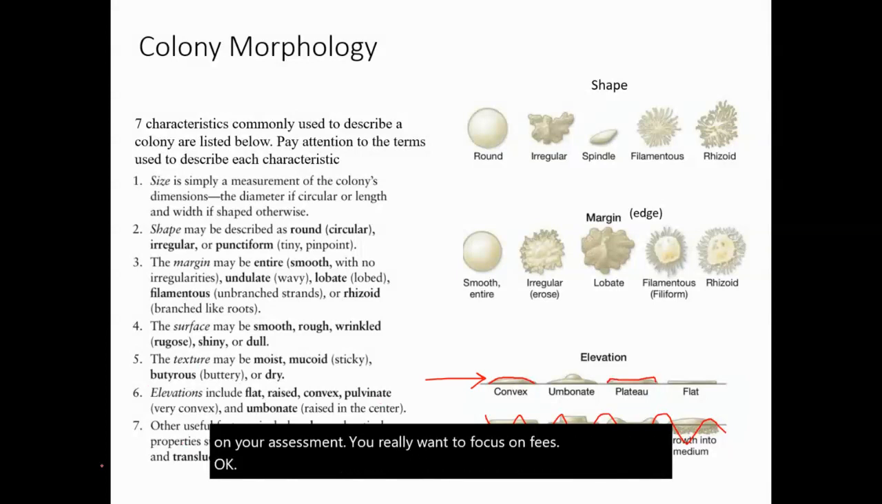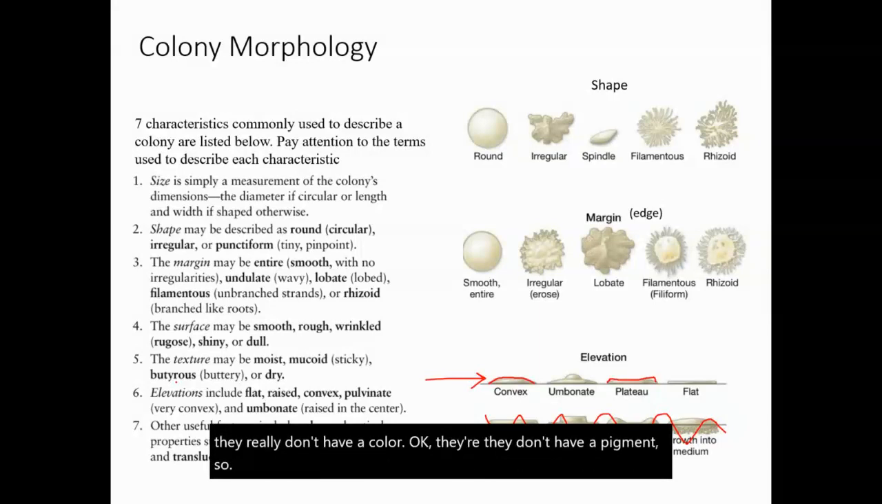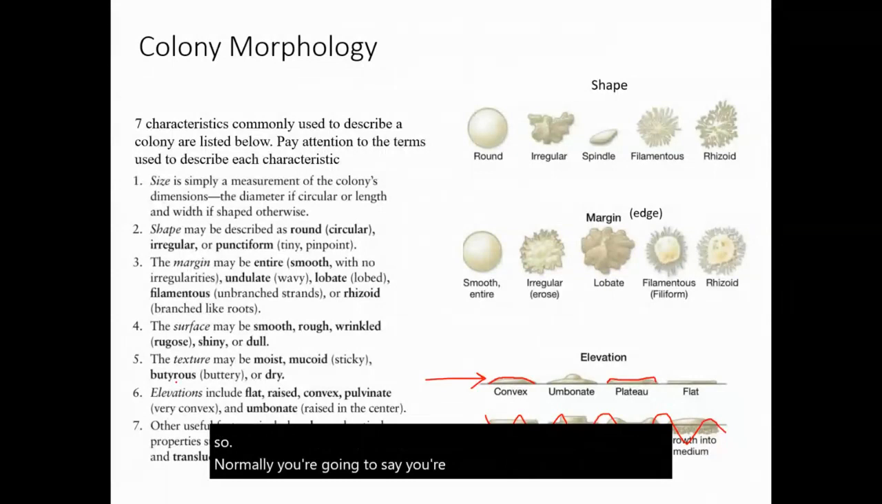Now, number 7, and I'm sorry the captions are covering that. I meant to scoot this text up. Another useful category is color. However, most colonies are considered beige, or if you want to use the term off-white, that's fine. But the point is they really don't have a color, okay? They don't have a pigment. Normally, you're going to say your color. I usually just say beige.